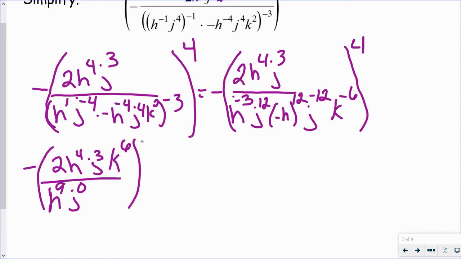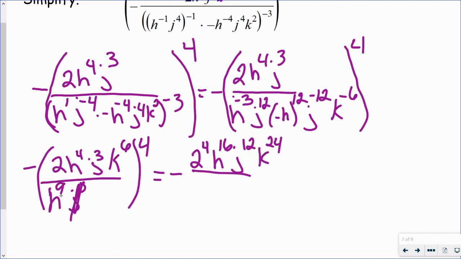And remember, we still have this all to the power of 4. Now, what you should notice, this j to the power of 0 cancels. Okay, now, so far so good. This negative is still out front. Now I'm going to distribute this 4. So that becomes 2 to the 4th, h to the 16th, j to the 12th, k to the 24th. Now it's got to go. And 9 times 4 is 36.